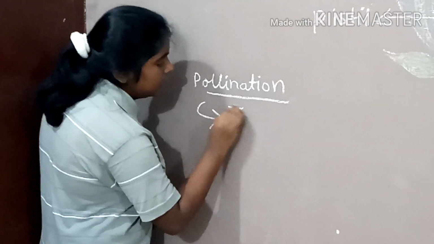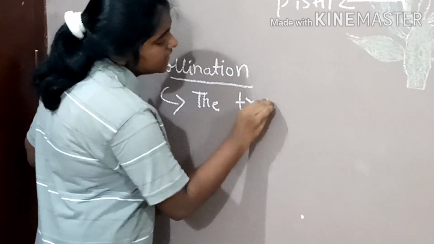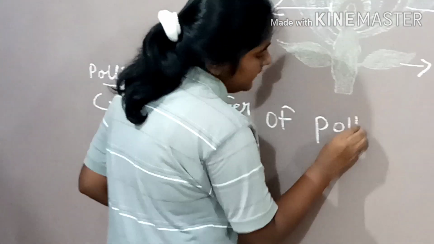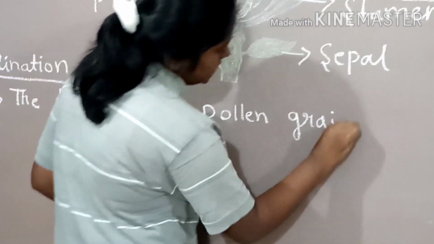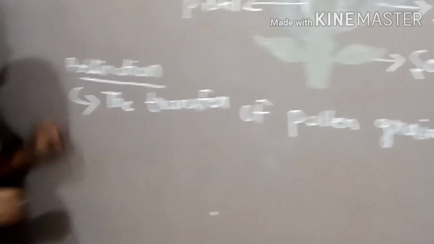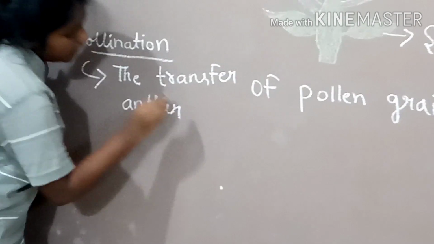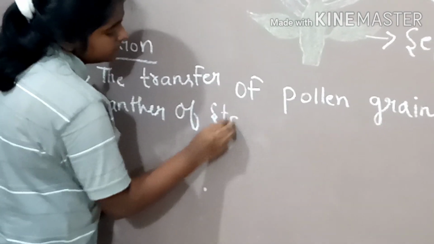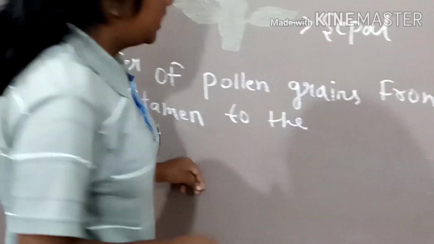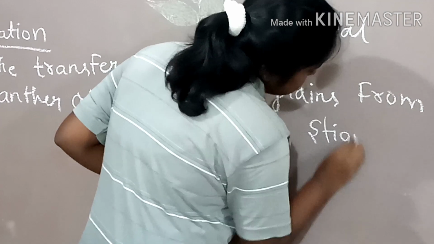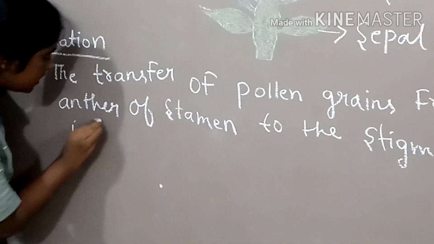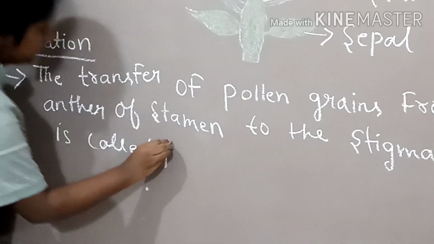So, pollination. The definition of pollination is the transfer of pollen grains from the anther of the stamen to the stigma of the pistil is called pollination.